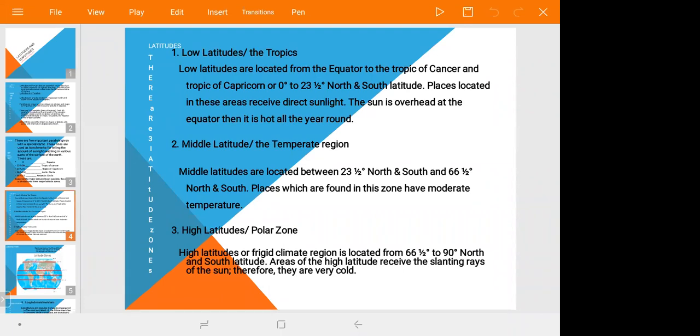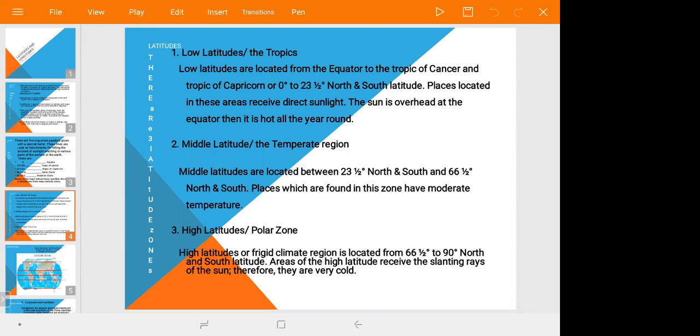When you come to the second zone, it's the middle latitude. In the middle latitude, the climate type is called the temperate region, temperate climatic zone. The climate is not too hot or too cold. It's in between the hot and the cold. Middle latitudes are between 23.5 degrees and 66.5 degrees, north and south, both ways.